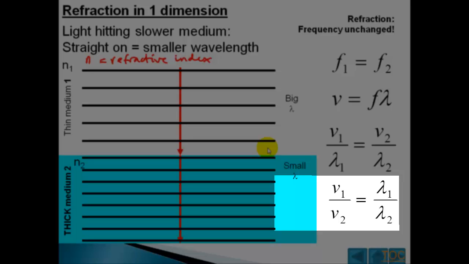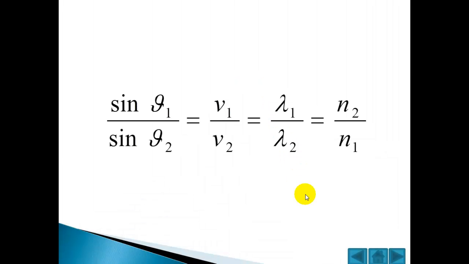But remember, we have v1 divided by v2 is equal to lambda 1 divided by lambda 2. This, however, is n2 divided by n1. So the ratio of the sines, 1 over 2, is equal to the ratio of velocities, 1 over 2, is equal to the ratio of the wavelengths, 1 over 2, which is the ratio of the refractive indices, 2 over 1. So the refractive index behaves in the same way as the other variables, but inverted.